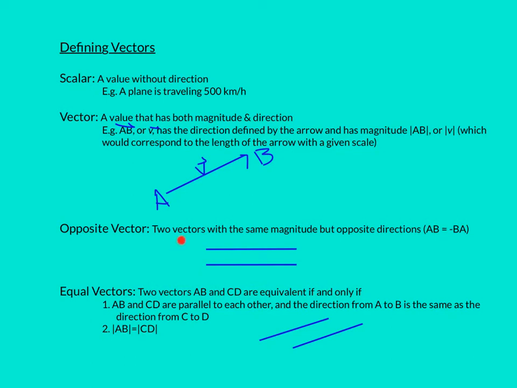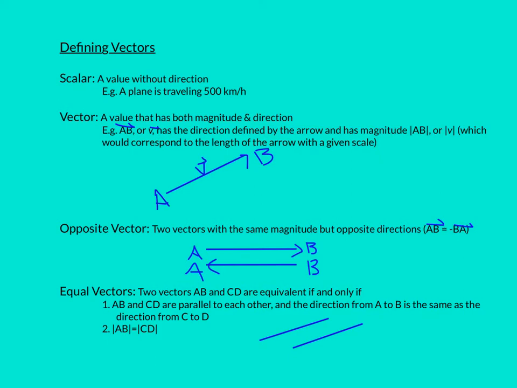So if you have 2 vectors with the same magnitude but opposite directions, in other words, you'll end up having AB being negative BA. Sorry, that's the highlighter instead of the pencil. Right, so AB is equal to negative BA. So if this here is AB, so we have it going that way, then when you draw it this way, you have opposites. So they're equal in magnitude, but opposite in direction.